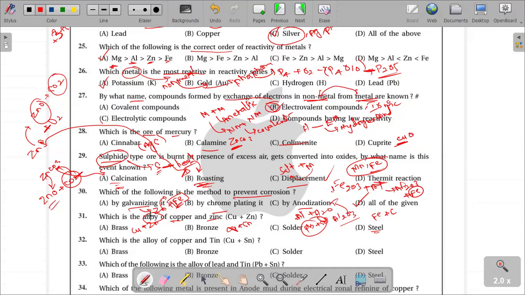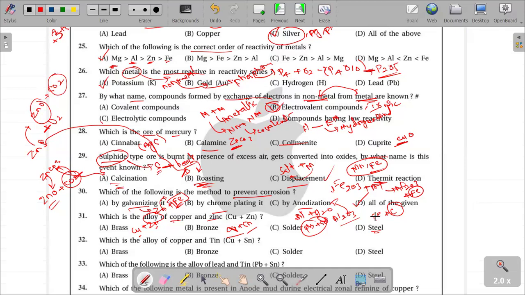Metal mixture is alloy, or metal with here what is it? Here metal, here also metal. Carbon is a non-metal, no? Then it is both. Metal with metal also you can call it as alloy. Metal with a non-metal also you can call it as alloy.